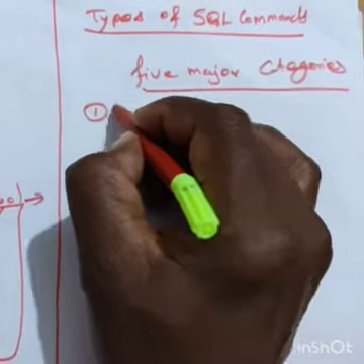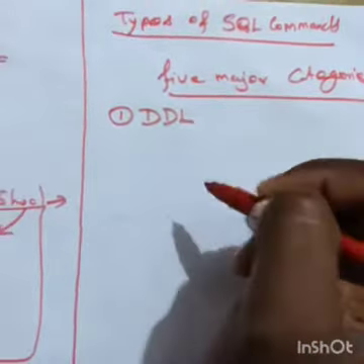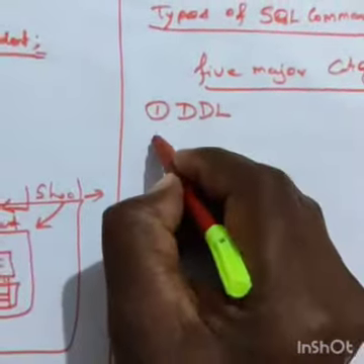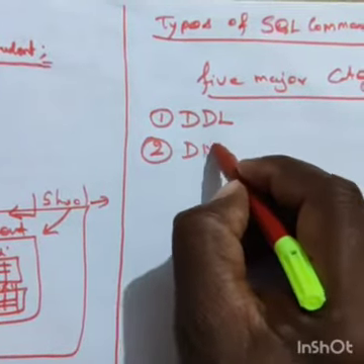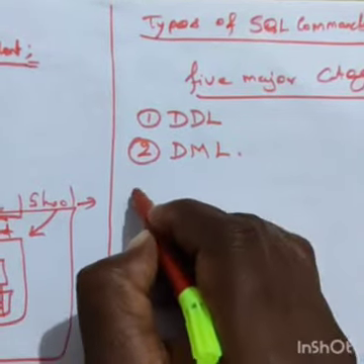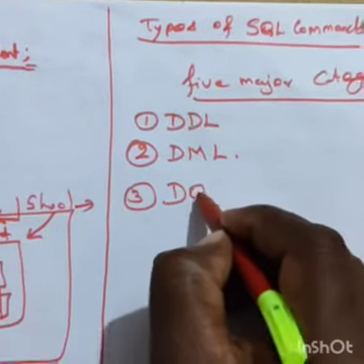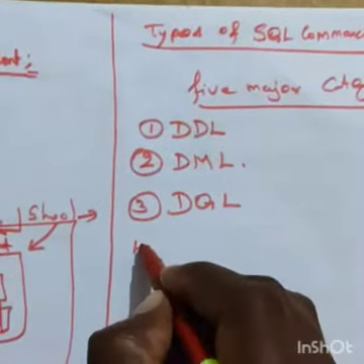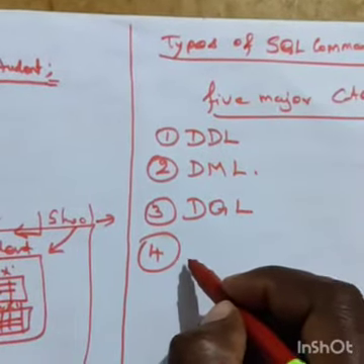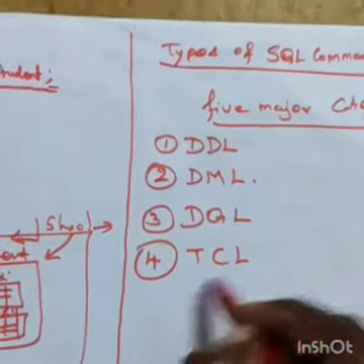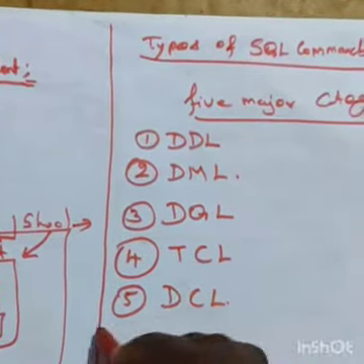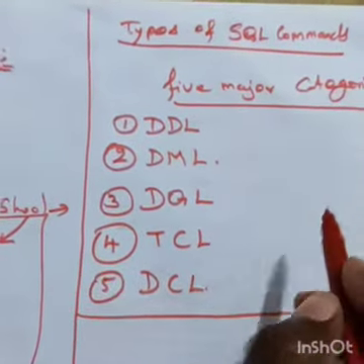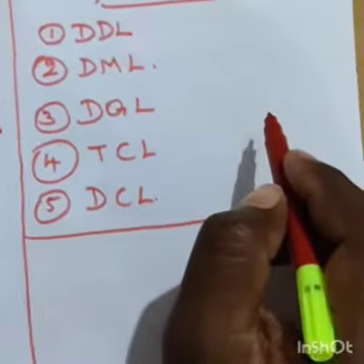Listen carefully. DDL. What is this? DDL. Next one, DML. Next one, DQL. Then the fourth one, TCL. Then the fifth one, DCL. These are the major categories of the types of SQL commands.